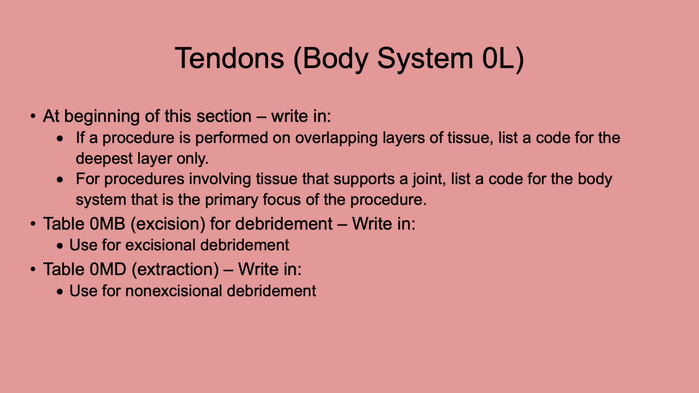So let's move on to tendons, body system 0L. At beginning of this section, write in, if a procedure is performed in overlapping tissues, list code for deepest layer only. For procedures involving tissue that supports a joint, list a code for the body system that is primary focus of the procedure. If it's tendon supporting a joint, use a tendon. If it's a joint, use a code from the joint section. And again, table 0LB, excision, for excisional debridement. 0LD, extraction, non-excisional debridement.